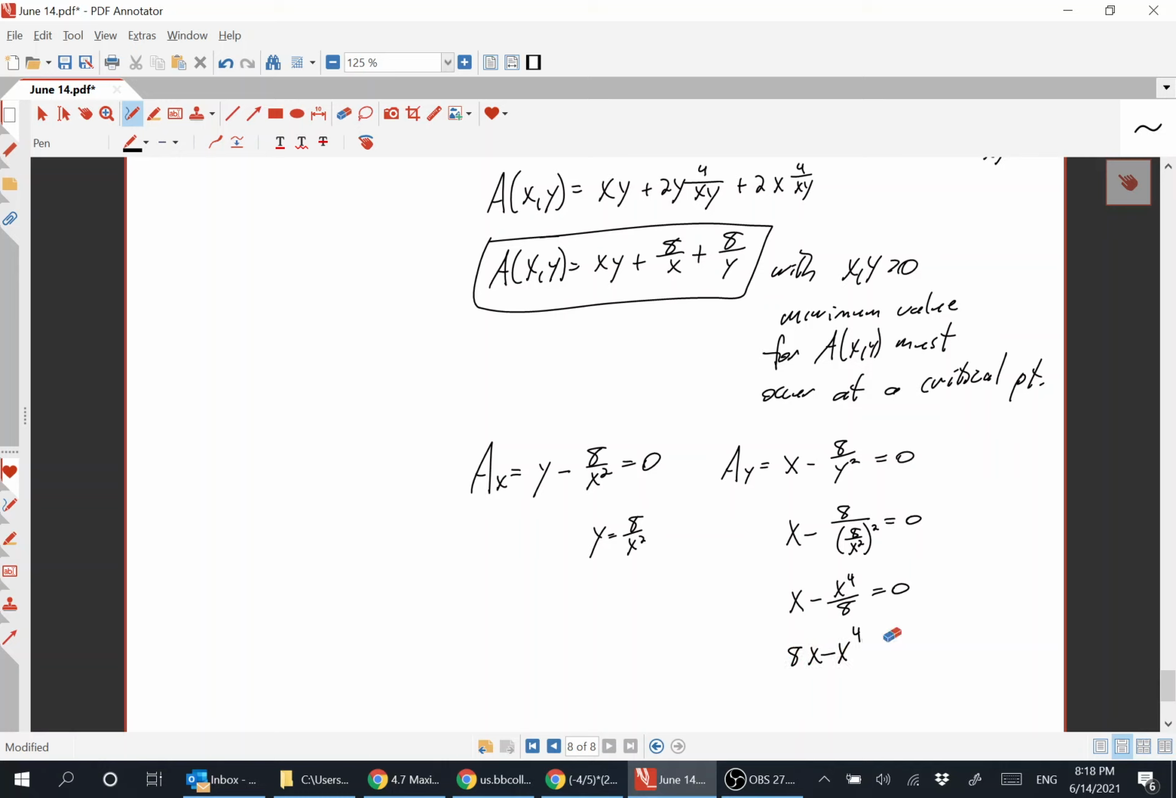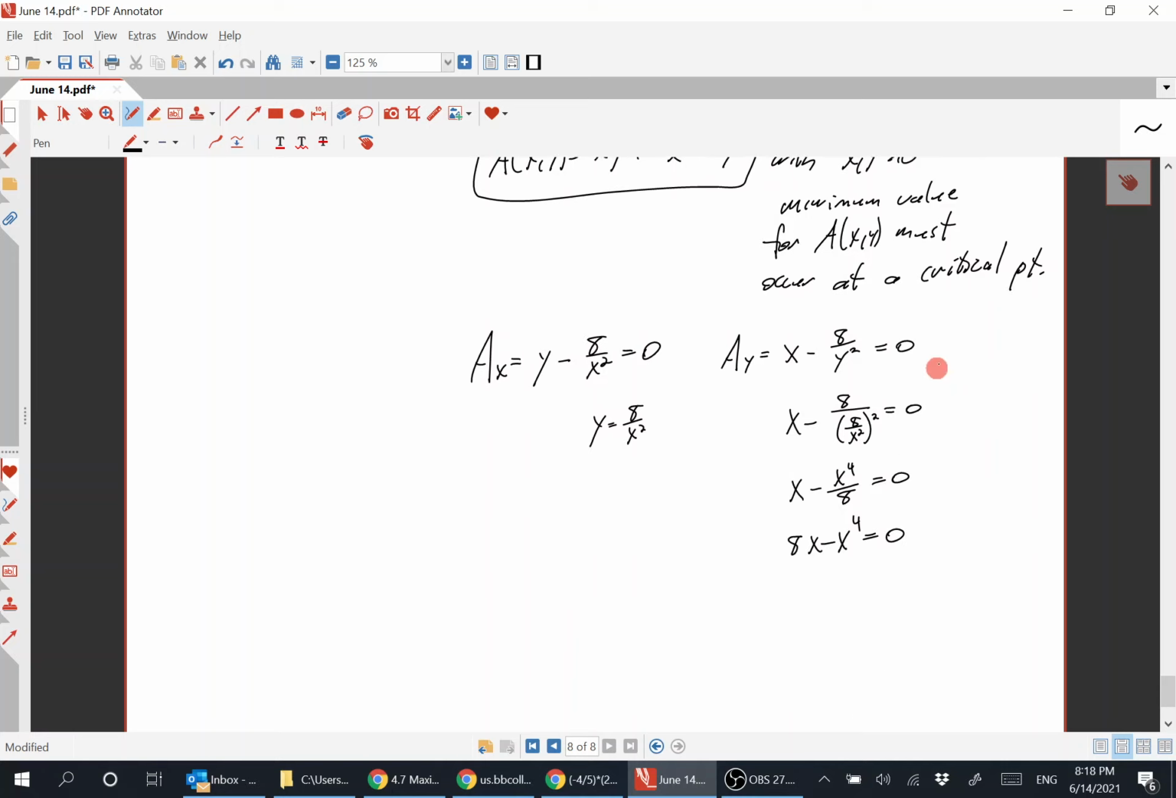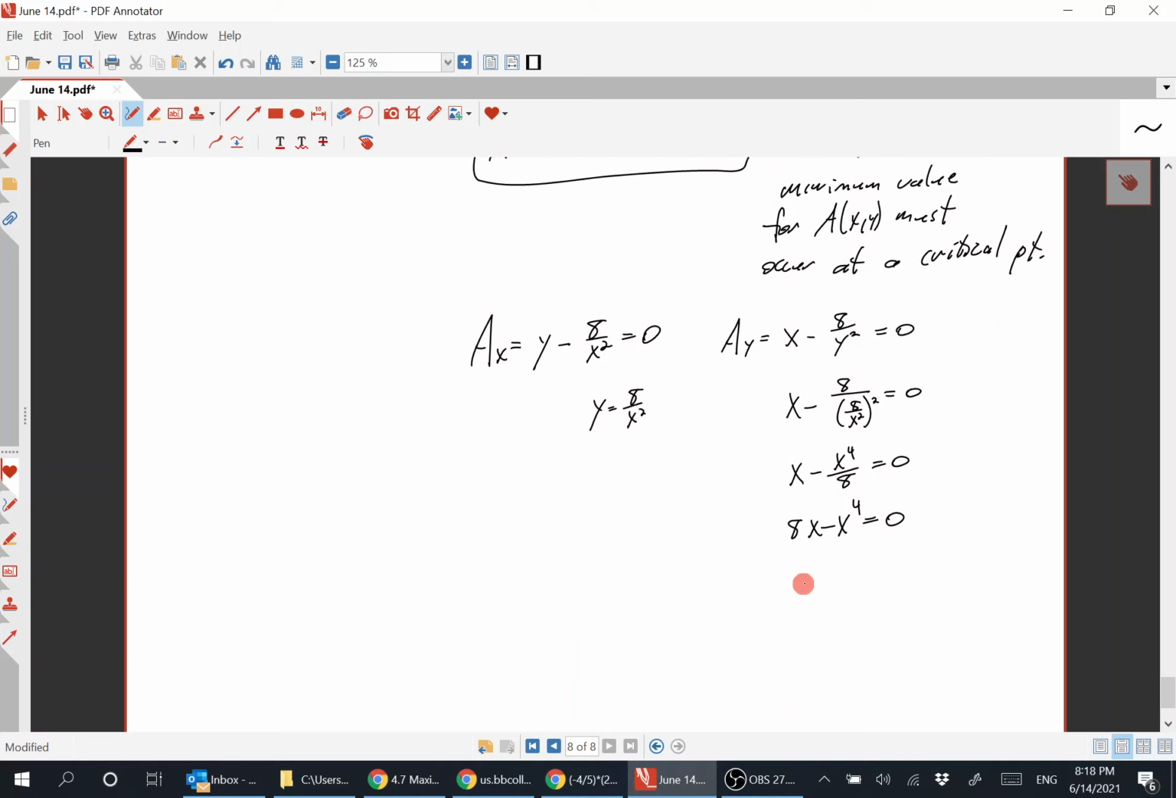We encountered this one already, didn't we? That's neat. So factor out x. Or no, it's different. It was 1 here before. 8 minus x to the 3rd is 0. So this says that x is equal to 0, or x to the 3rd equals 8. So that's x is the cube root of 8. So x is equal to 0. Well, of course, x can't be 0, right? So x has got to be the cube root of 8.